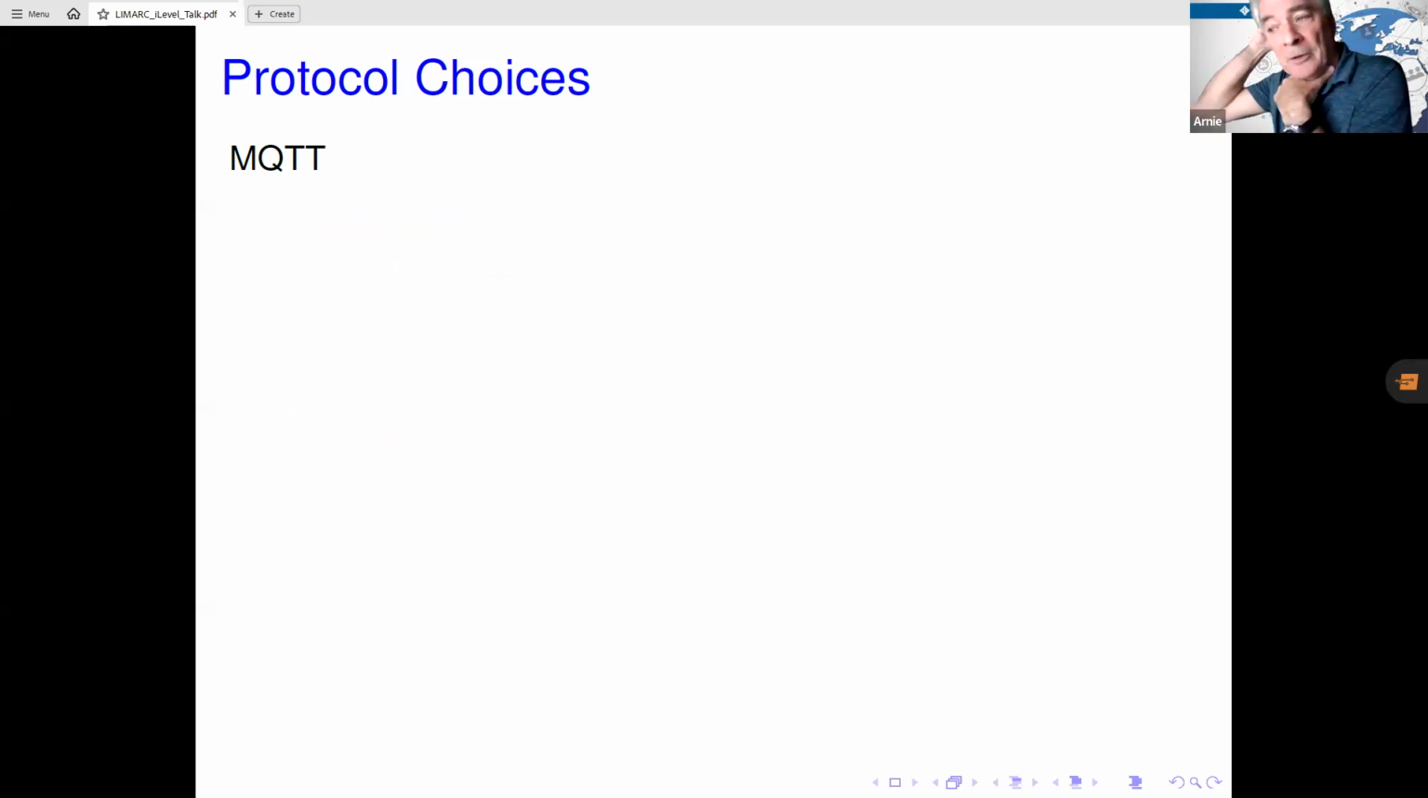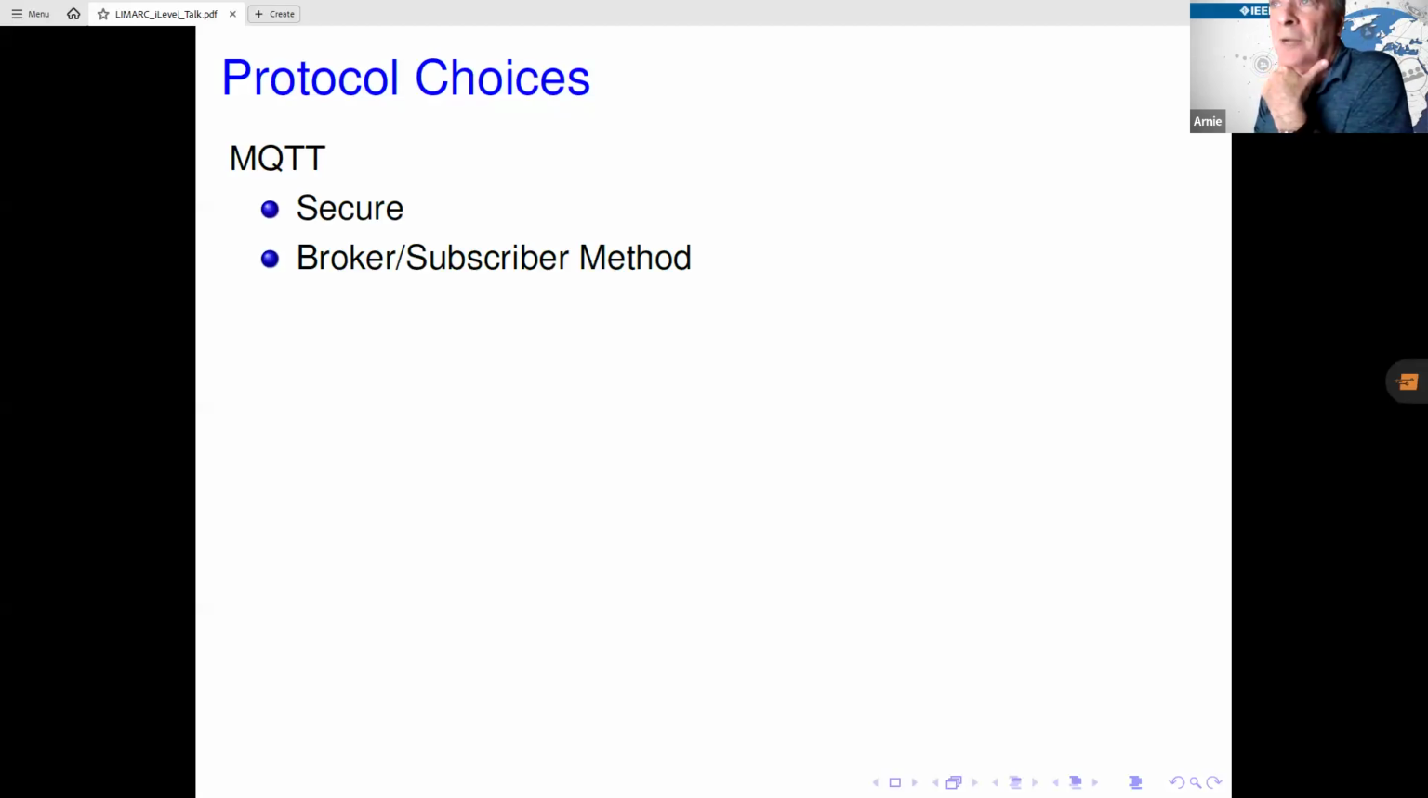So now what do we do about the protocol for delivering the data? We could use standard IoT protocols or MQTT, which is secure, but it has a broker subscriber method. And that really wasn't appropriate for a device that is sending a data point from its sensor edge, as it's called, to a queuing receiver in the cloud. There is no subscriber to this information.